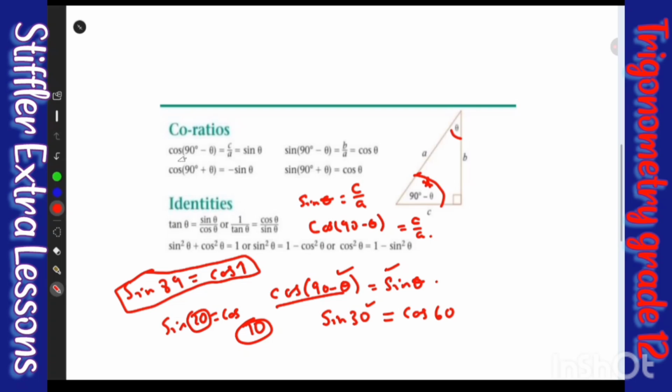Okay, enough about that. But if we're having cos of 90 minus theta, this gives us sine of theta. And sine of 90 minus theta will give us cos theta. Now when we're dealing with 90 plus theta, just think about this Cartesian plane.